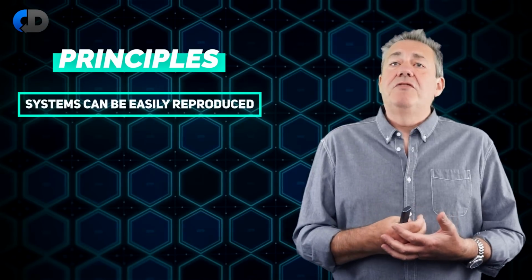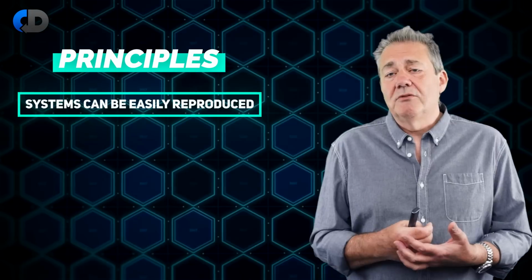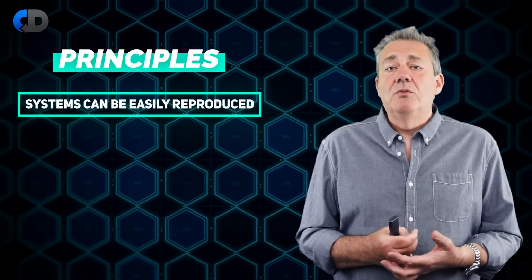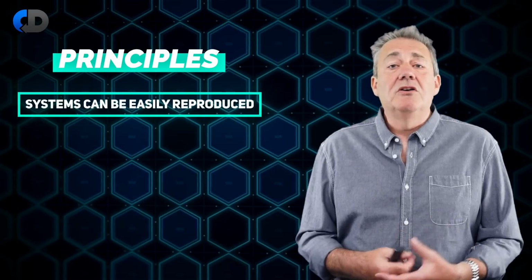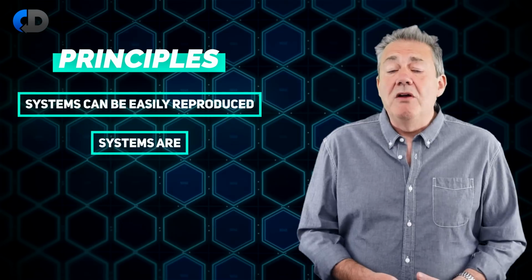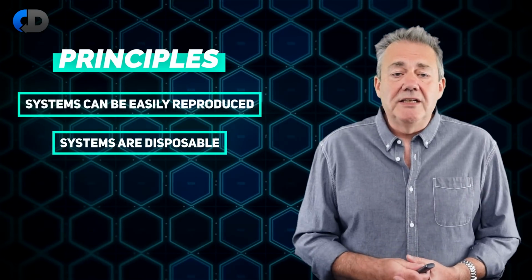In infrastructure as code circles, people sometimes talk about treating your servers as cattle rather than pets. We're not going to be too attached to any individual server because we can throw it away and recreate it. The systems are disposable. We can just discard them and recreate them very cheaply indeed.